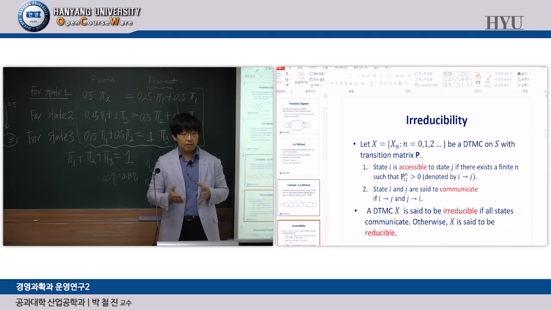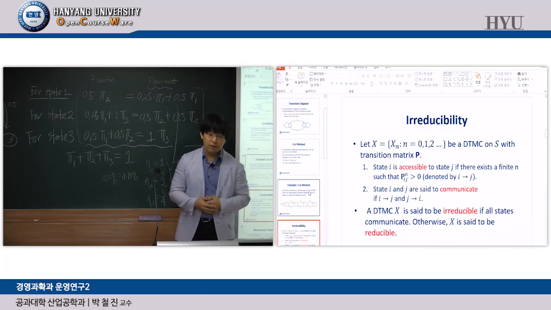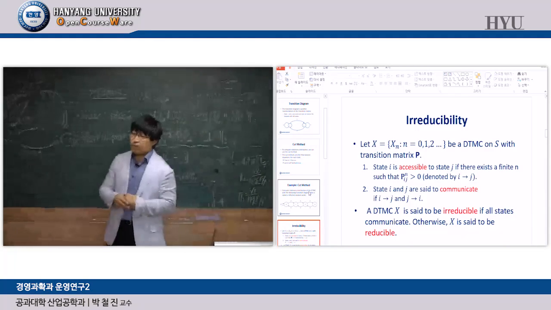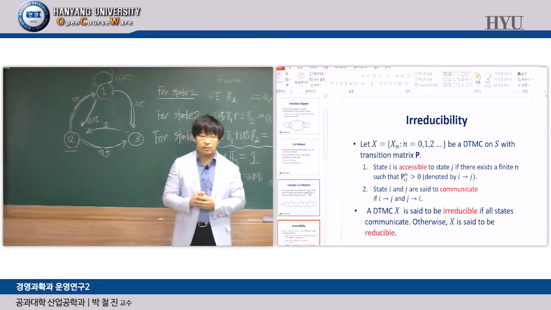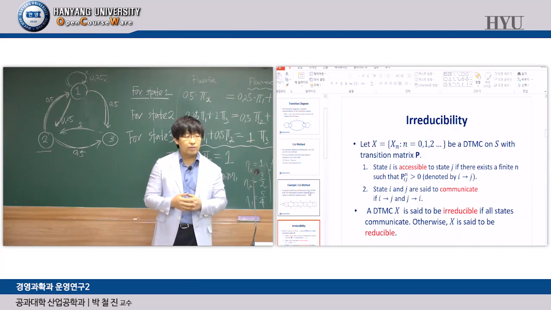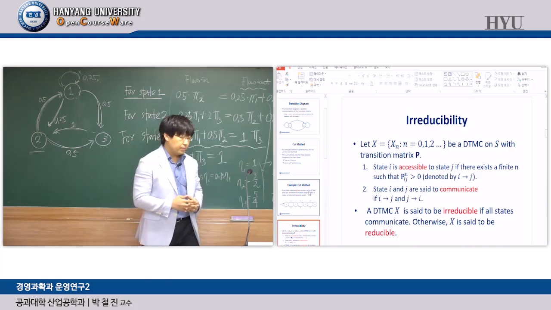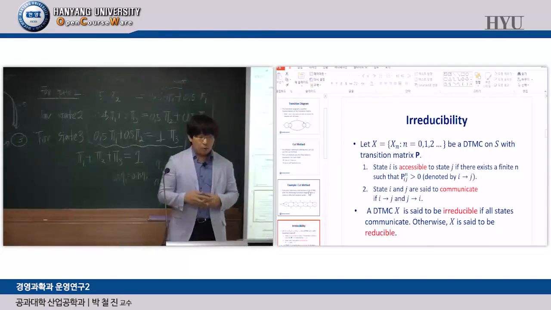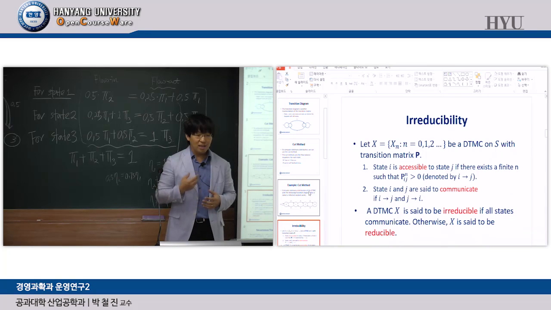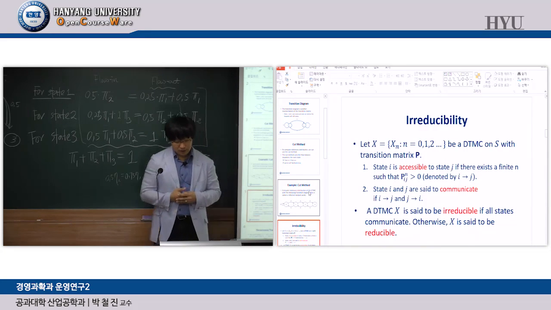Actually, calculating long-run average values might be the ultimate goal of analyzing these processes. But before we try to calculate such measures, we need to know whether this chain has a unique stationary distribution or not, right? To understand such a subject, we need to introduce new terminologies. First one is irreducibility. I think most of you haven't heard about this word, right?